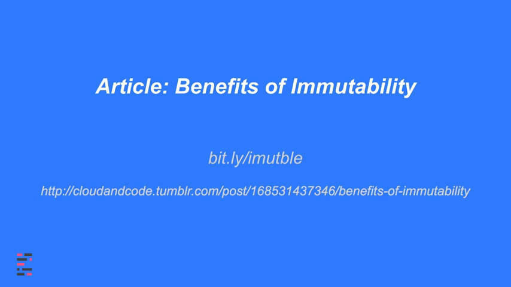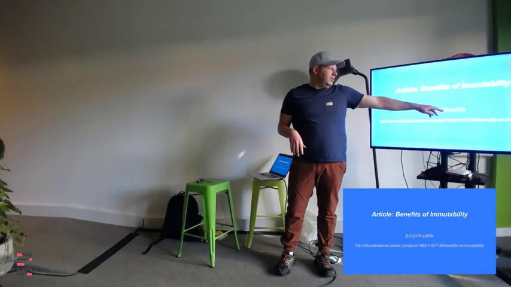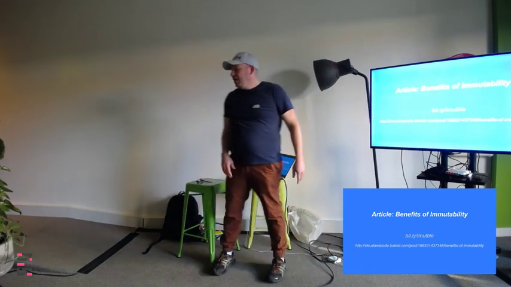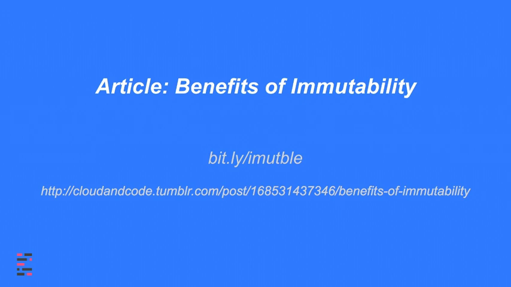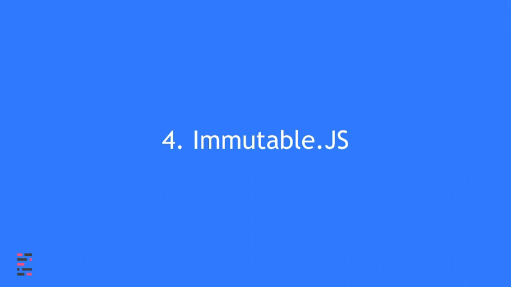Now, there's this really smart guy, and he wrote this whole research article on the benefits of immutability. If you want to go to his blog, strange spelling for immutable, but my old blog is called Cloud and Code. Just look it up, and you can read through the 12 different benefits of immutability. It goes into depth on each one and why it's great, and it also has links to the source material and where all this came from. Immutability is cool, and reduces errors, and it reduces development time.